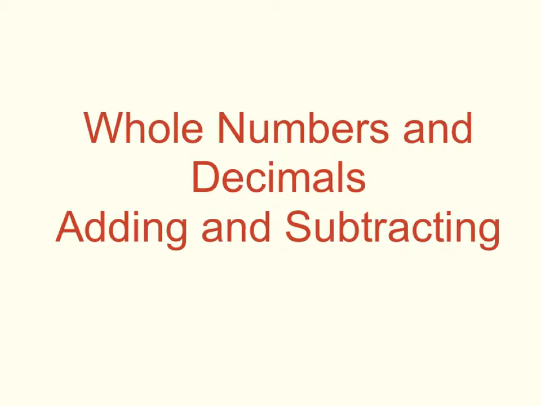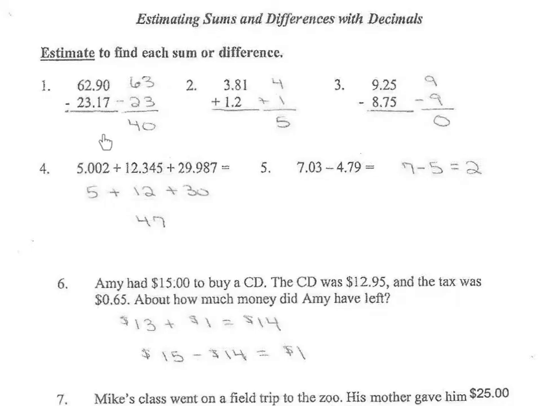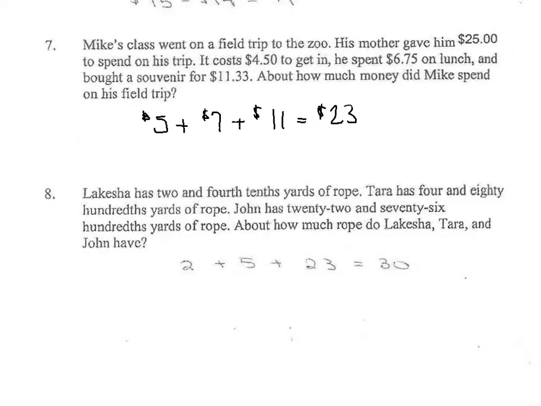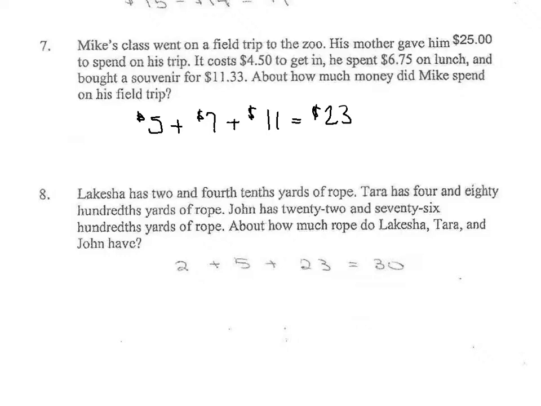Before we begin, please take out your homework from last night. It was the estimating sums and differences with decimals. The answer to problem number 1 is 40, problem number 2 is 5, problem number 3 is 0, problem number 4 is 47, problem number 5 is 2, problem number 6 is $1, problem number 7 is $23, problem number 8 is $30.